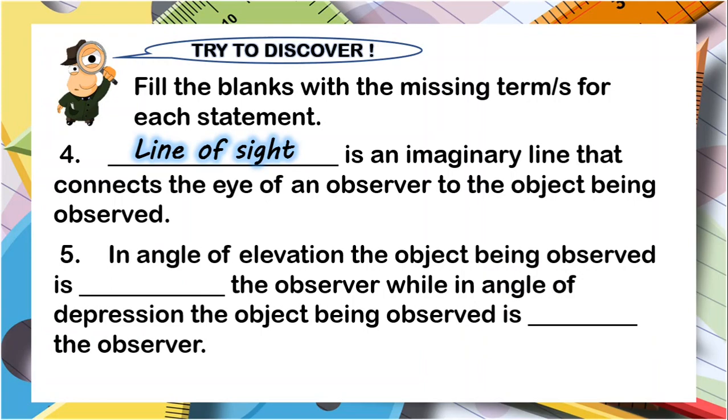And for our last number, in angle of elevation, the object being observed is blank the observer, while in angle of depression, the object being observed is blank the observer. Can you guess the 2 missing words? Okay, let's complete the sentence. In angle of elevation, the object being observed is above the observer, while in angle of depression, the object being observed is below the observer.